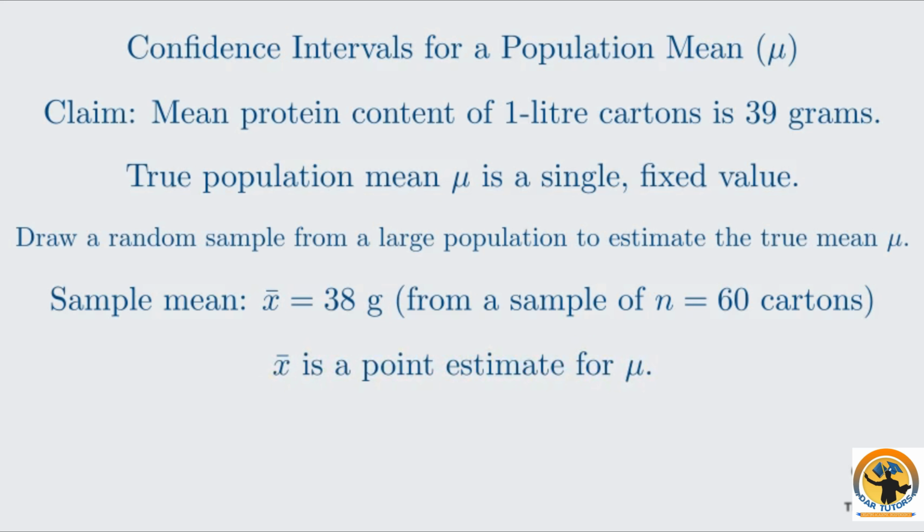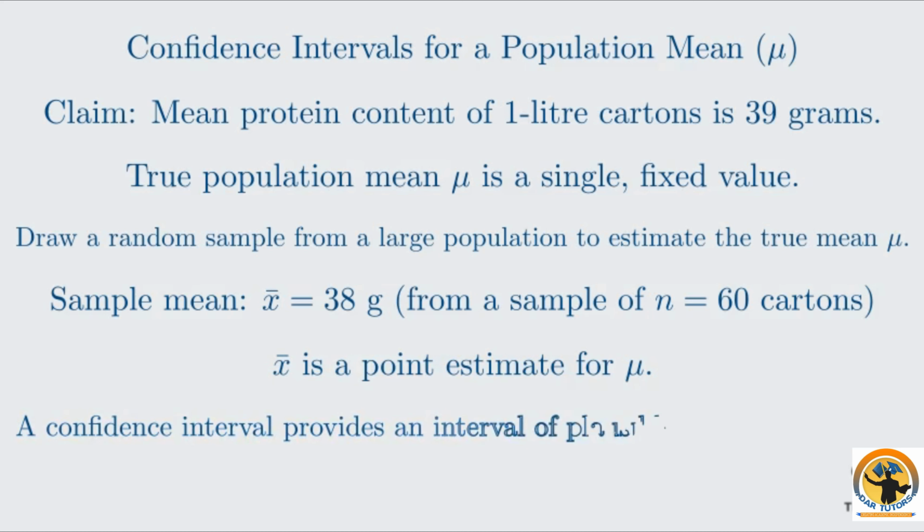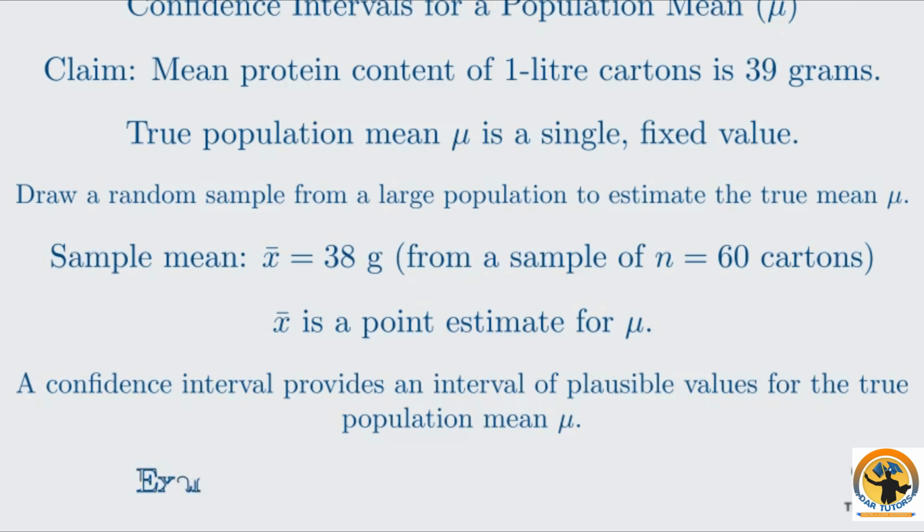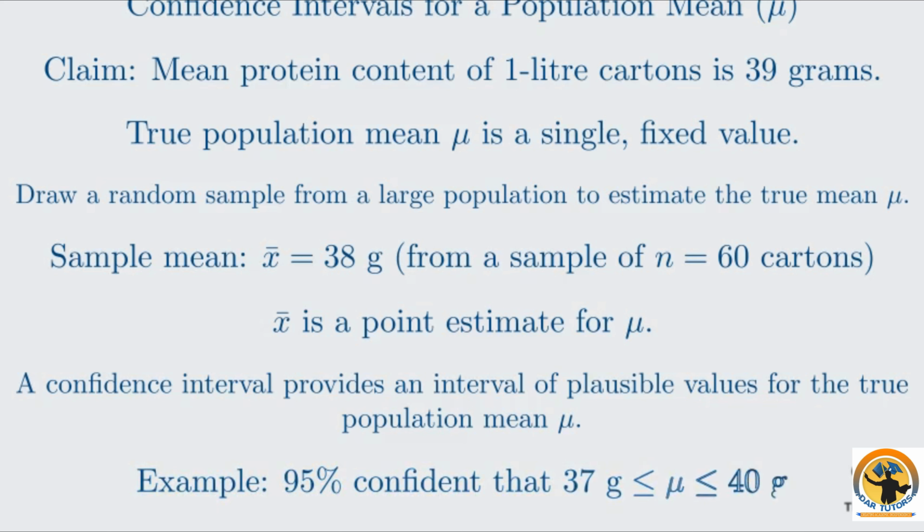A confidence interval solves this by providing a range of plausible values for the population mean. So, a confidence interval is an interval of values between two limits, with a percentage that indicates our confidence that the true population mean lies within that interval. For example, we might construct a 95% confidence interval and find it to be from 37 grams to 40 grams. This means we are 95% confident that the true population mean protein content lies somewhere between 37 and 40 grams.